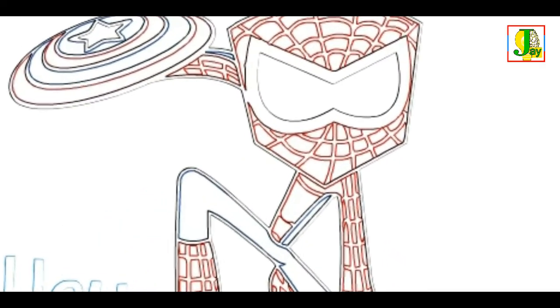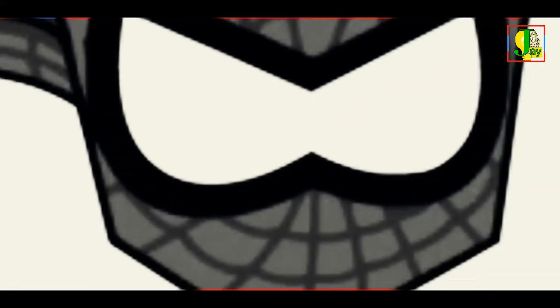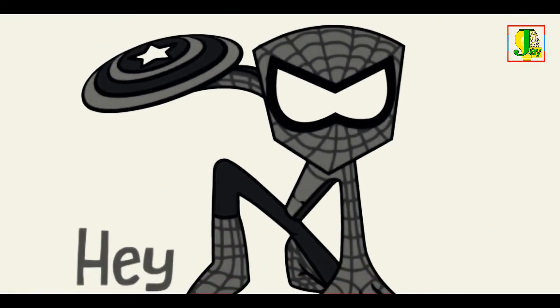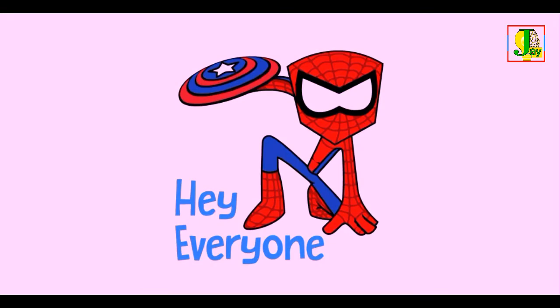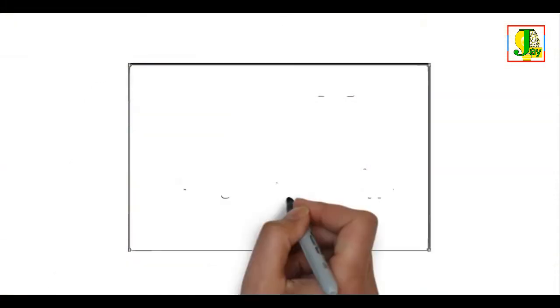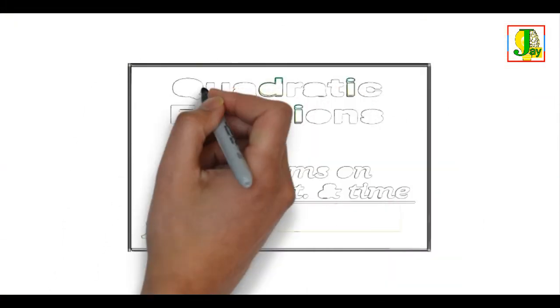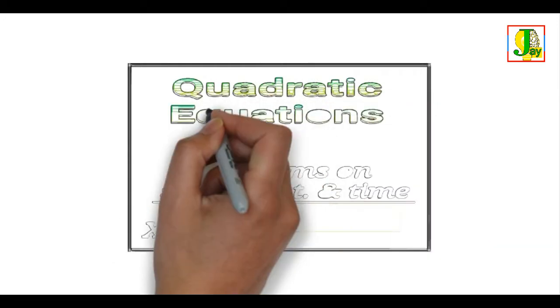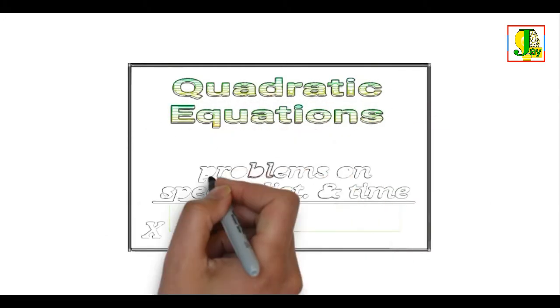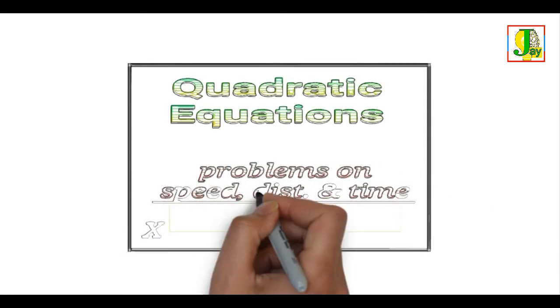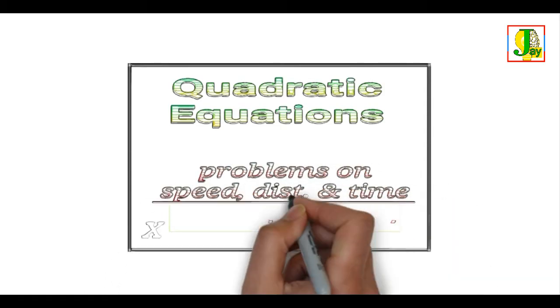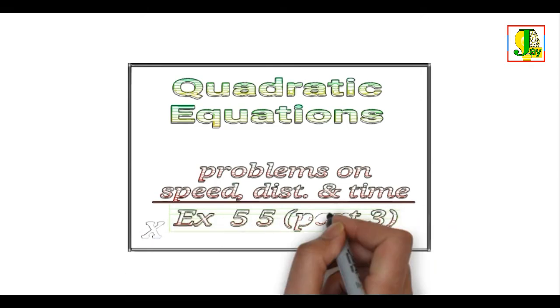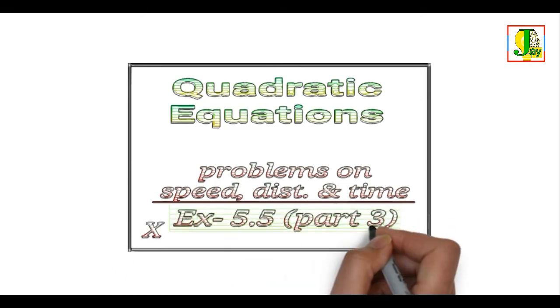This is the third video on ICSE Class 10 quadratic equations, Exercise 5.5 of ML Aggarwal. In the previous two videos, we have already discussed questions based on numbers and fractions, and area and perimeter. If you have not gone through the videos, I'll send a link at the end of the video to the playlist and to the previous videos.